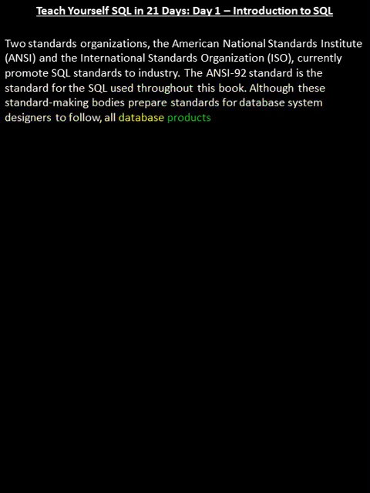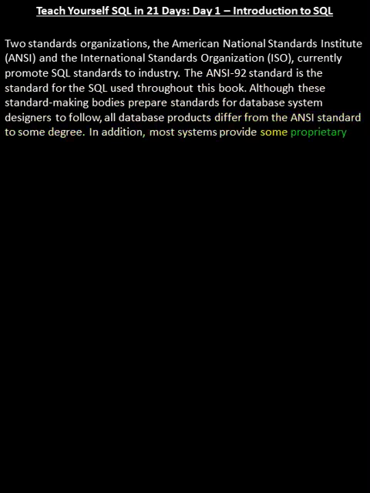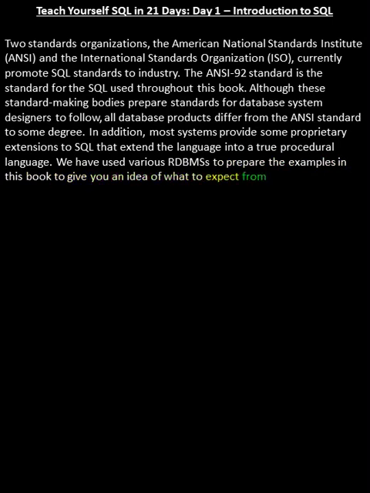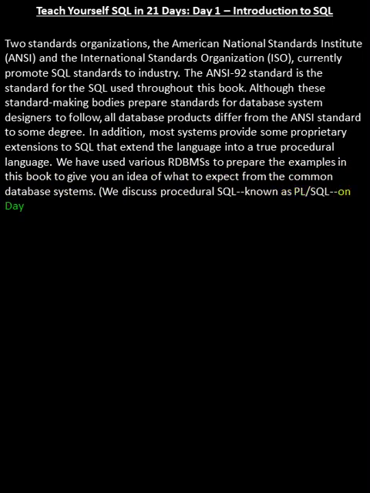Two standards organizations, the American National Standards Institute, ANSI, and the International Standards Organization, ISO, currently promote SQL standards to industry. The ANSI 92 standard is the standard for the SQL used throughout this book. Although these standard-making bodies prepare standards for database system designers to follow, all database products differ from the ANSI standard to some degree. In addition, most systems provide some proprietary extensions to SQL that extend the language into a true procedural language.